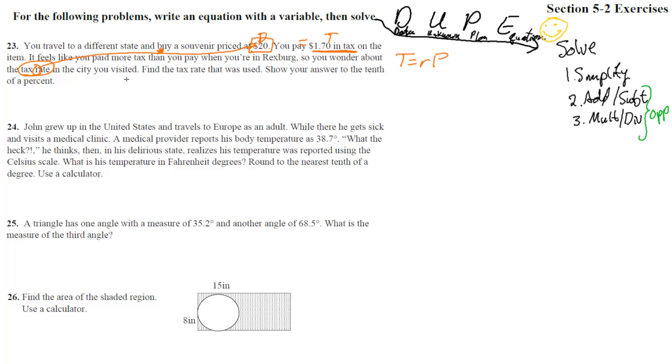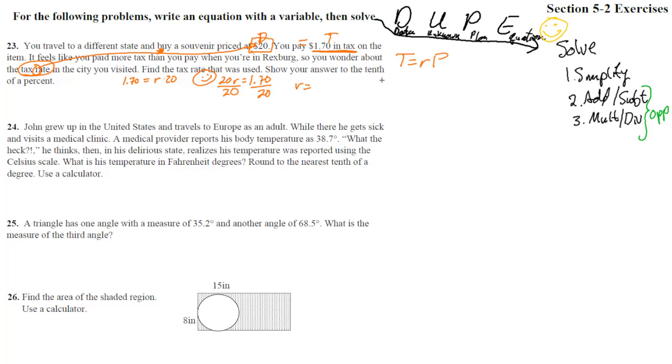So we would have tax is $1.70 equals rate times price. We don't know the rate, but we do know the price was $20. So we really have the equation 20R equals 1.70. Okay, divide by 20. Notice we have an equation. Happy math land right there. We can solve this guy. Divide by 20, divide by 20. R equals 1.7 divided by 20.